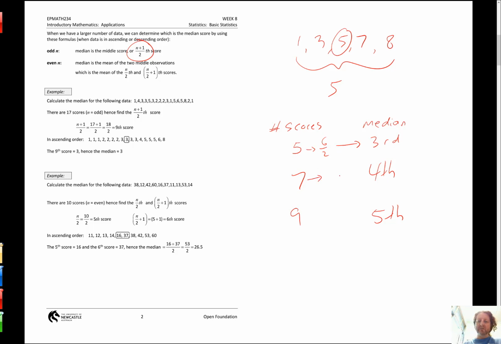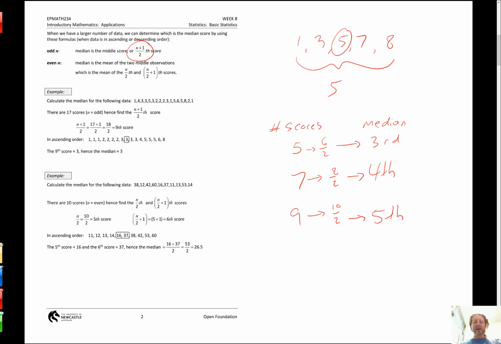Whatever the number is, add 1 to it. 7 plus 1 is 8. Halve it is the 4th. Whatever the number is 9, add 1 is 10. Halve it is the 5th. So that little formula, (n+1)/2th score, just tells you which score to go to if you've got lots of scores and you don't want to physically count your way in the middle.